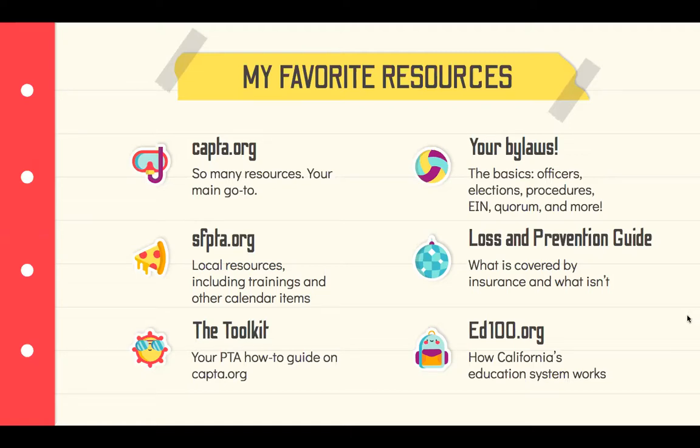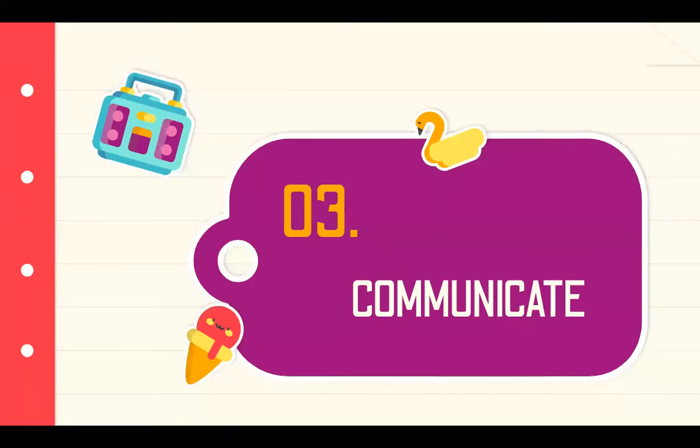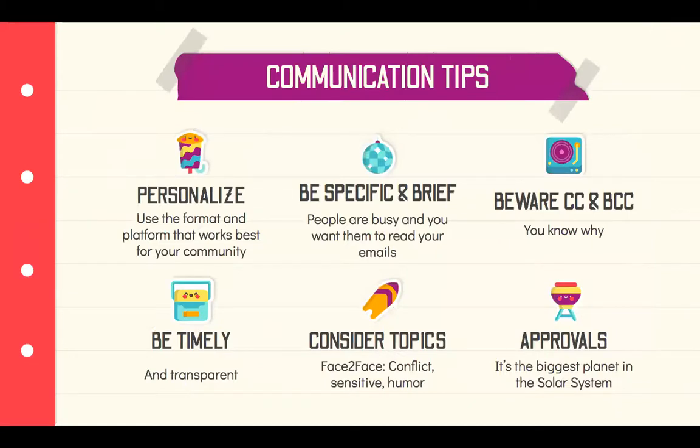I think it's only $200 per unit. We have a big state umbrella insurance policy and divvy it up between the units. $200, best deal in town. And Ed100, if you want to know how California's education system works, ed100.org. All right, moving on to number 3. Make communication work for your unique community.